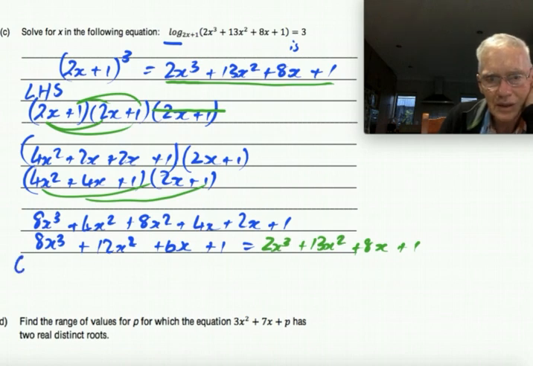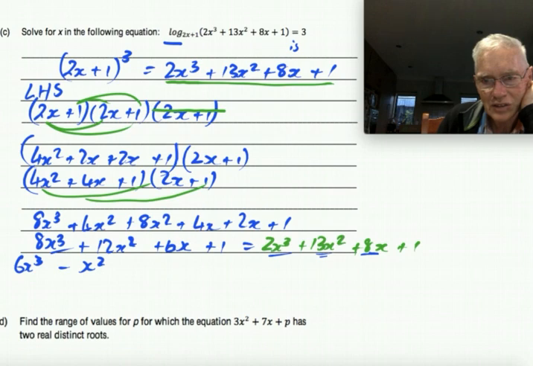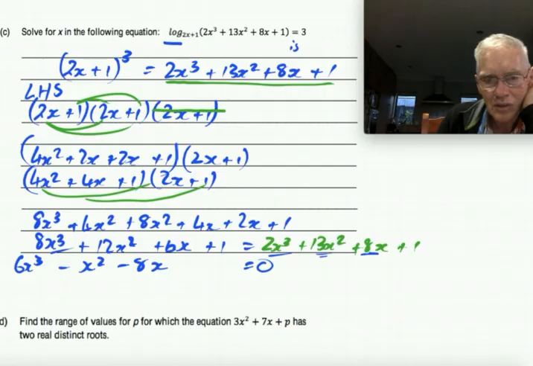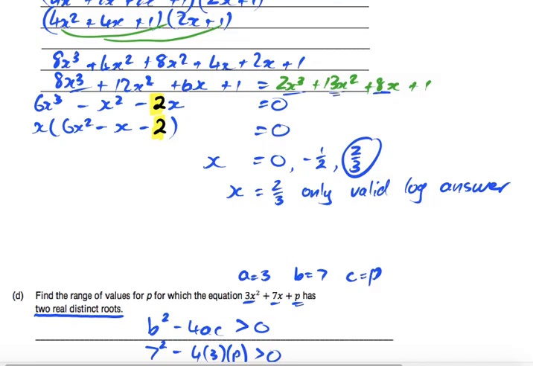I'm going to do this in my head. That's 6x cubed. So I've dealt with those two terms. Then I'm going to go 12x squared minus 13x squared because I'm shifting the 13. It's going to give me minus an x squared. Now I've got to go to the 6x and shift it to the other side, minus 8x. And 1 minus 1 is 0, so I get 0 there. Now, whoops, this should be minus 2, not minus 8. Common factor of x here, so I can go x bracket 6x squared minus x minus 2 equals 0. It doesn't affect the answer at all, but I accidentally copied it wrongly.